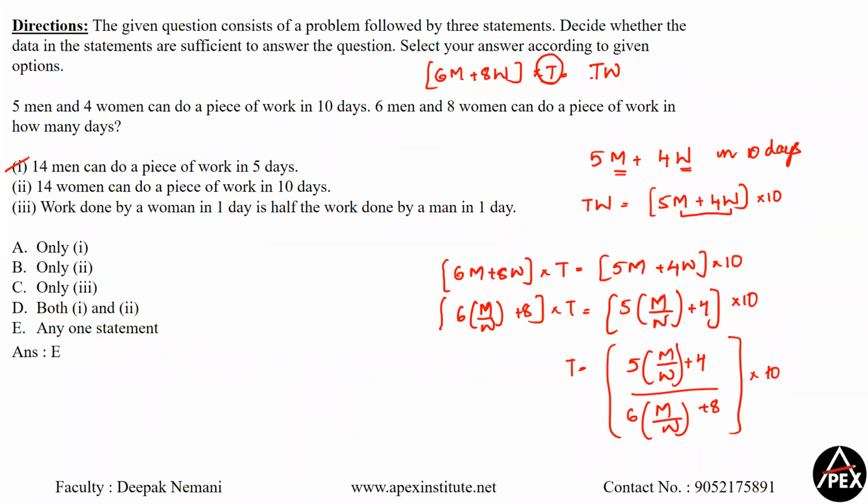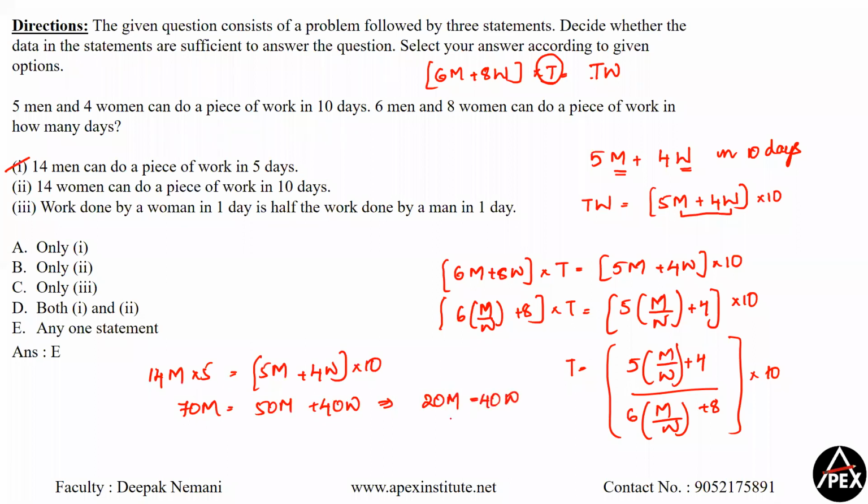Now, 14 men can do a piece of work in 5 days. So this work can be done by 14 men. So 14 men into 5 is equal to 5 M plus 4W into 10. So 14 into 5 is 70 M is equal to 50 M plus 40 W, or 20 M is equal to 40 W, or M by W is equal to 2. Now do we have this? Yes, substitute here and get the answer.